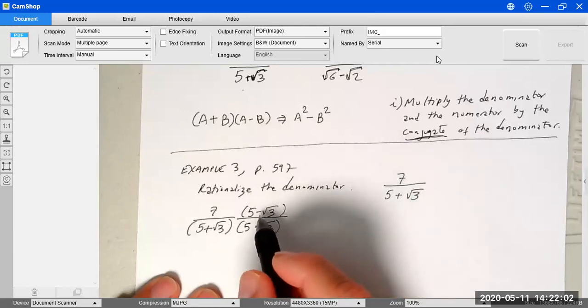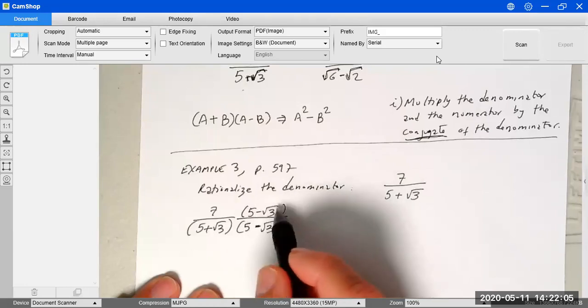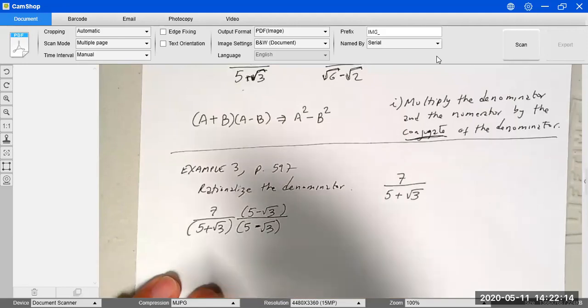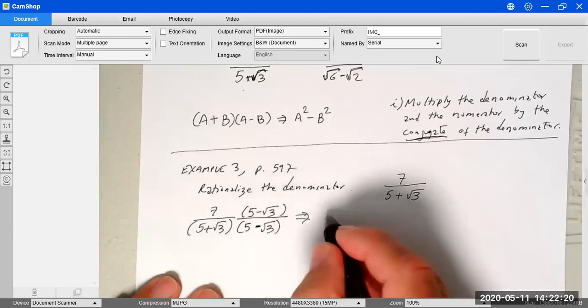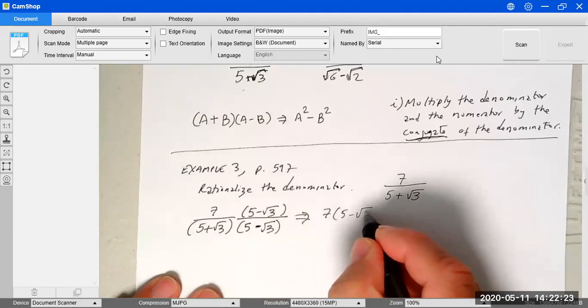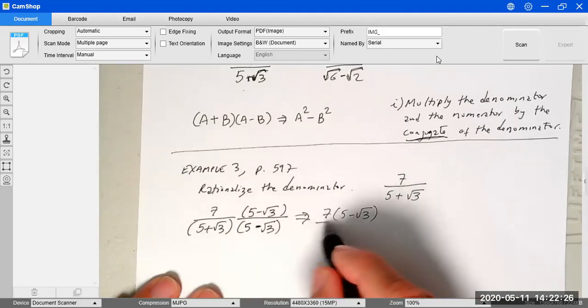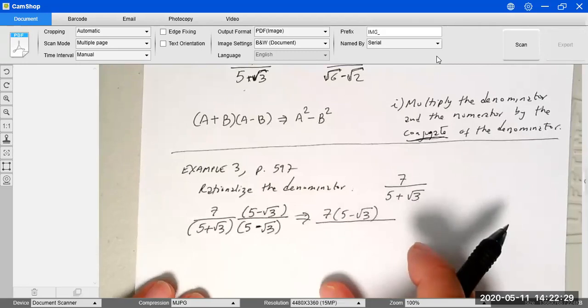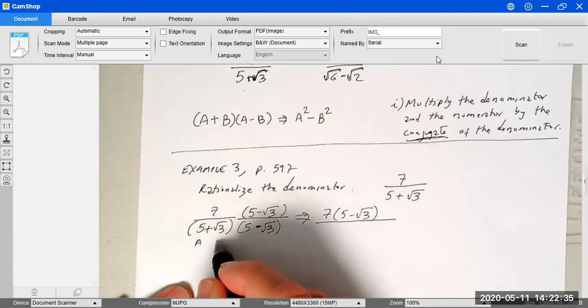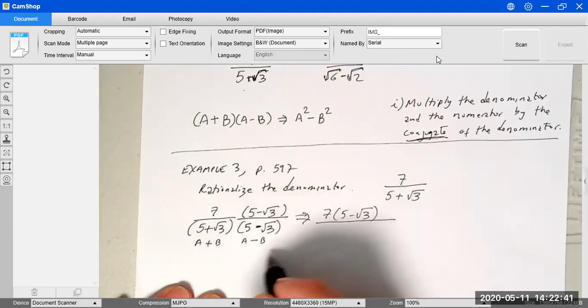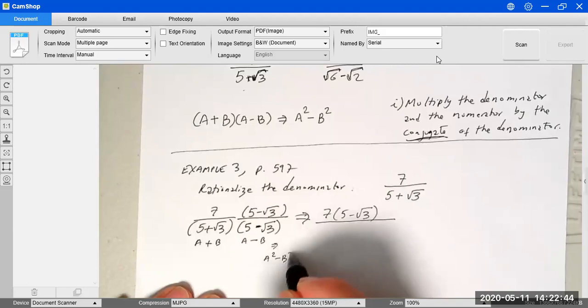When you have this expression, the numerator and the denominator the same, that means that you are multiplying by 1. So you are not changing the problem. Then it's just doing operations. The numerator is going to be just 7 times 5 minus square root of 3. And then the denominator is a plus b times a minus b, so we need to write a squared minus b squared.